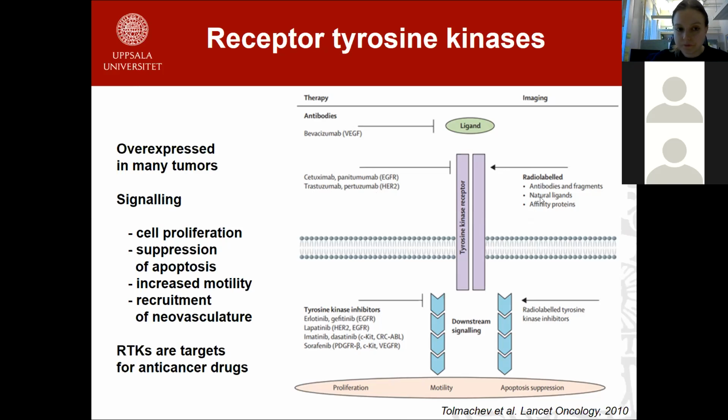So basically, these receptor tyrosine kinases are targets for anti-cancer drugs. And we can also use them as targets for our imaging probes. And this is what we mainly work on in the lab. So you will see several examples on the slides of imaging of different HER receptor families, such as human epidermal growth factor receptor 2, and so on.